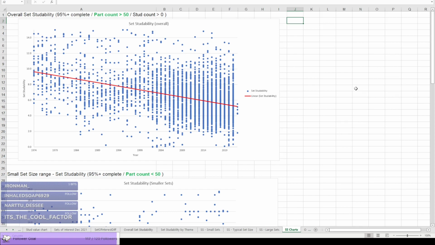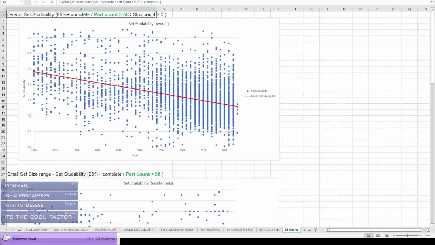data looks like in a chart format, and where I really started with this was looking at this trend line. So there it is, up near 10 and down below, or I would say close to 5. So what is this? This is the overall set stability, where 95% of the parts are known, where the part count is greater than 50. So sets that have less than 50 parts, it's a hodgepodge. It's a ton of sets, quote unquote sets, that are actually parts packs.